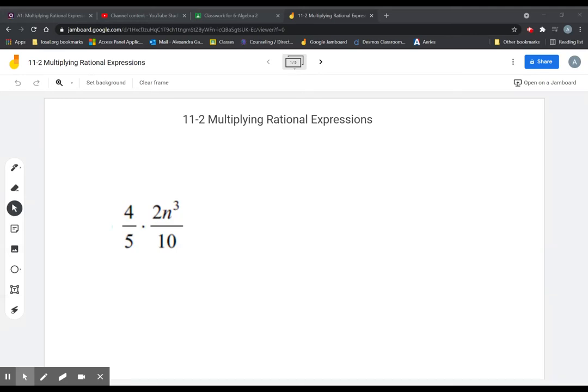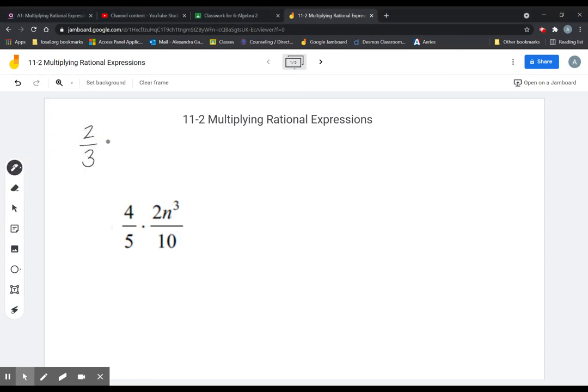Okay, now that we've simplified rational expressions, we're going to also look at multiplying them, and it's a lot like multiplying fractions. So if I had fractions being multiplied, I would multiply across, right, so we'll get 10 over 21.